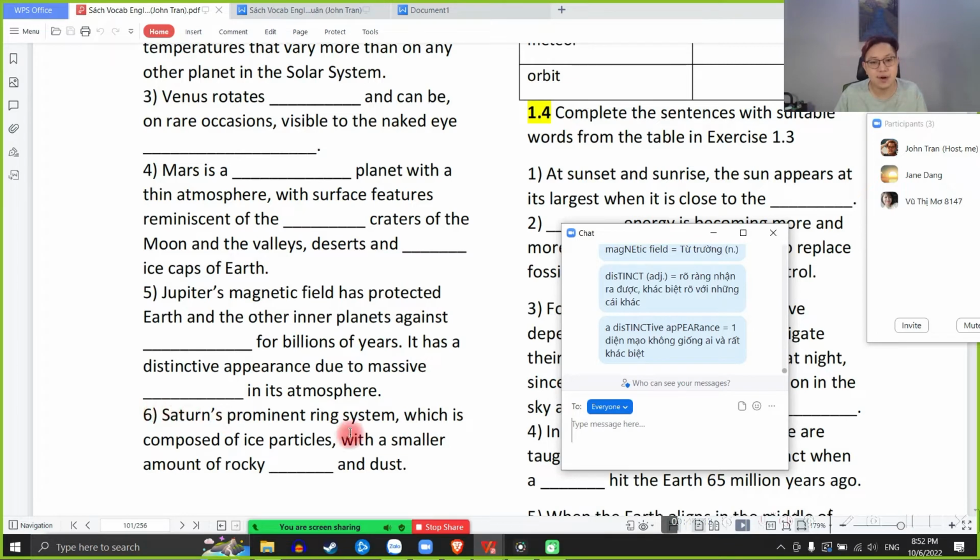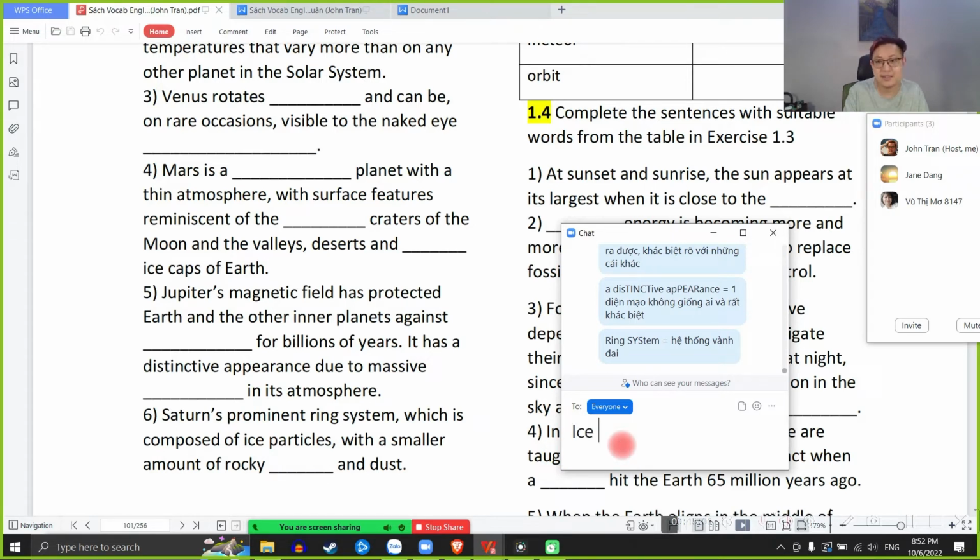Okay, number 6. Saturn's prominent ring system. Ring system, hệ thống vành đai của nó, của cái sao Thổ á, cái hệ thống vành đai nổi tiếng của cái sao Thổ này, which is composed of ice particles, mà được tạo thành bởi những cái tiểu thể bằng băng tuyết. Tiểu thể, tức là những cái đồ rất là nhỏ, những cái hòn đá rất là nhỏ. So very small stones, những tiểu thể băng tuyết. Very small ice stones, you know, những cái hòn đá rất là nhỏ luôn á. Thì nó tạo ra cái vành của nó, ring system is made of ice particles with a smaller amount of rocky something and dust, với một cái lượng bụi và cái gì đó là bằng đá mà nhỏ hơn.